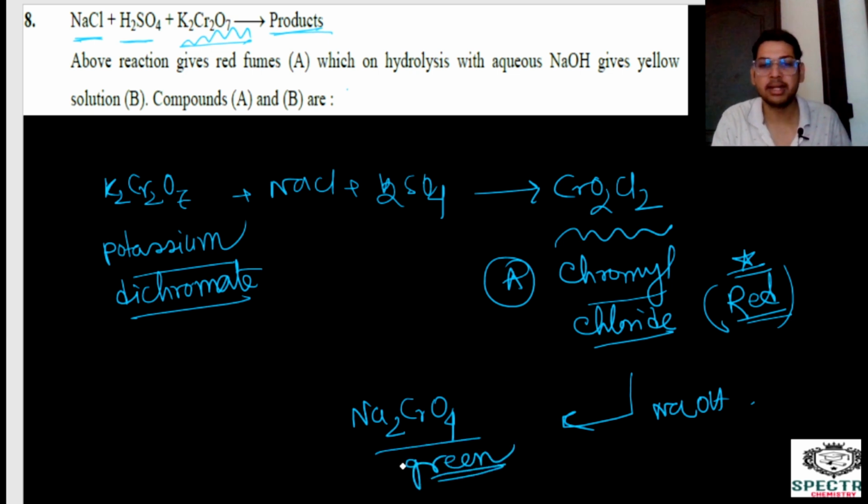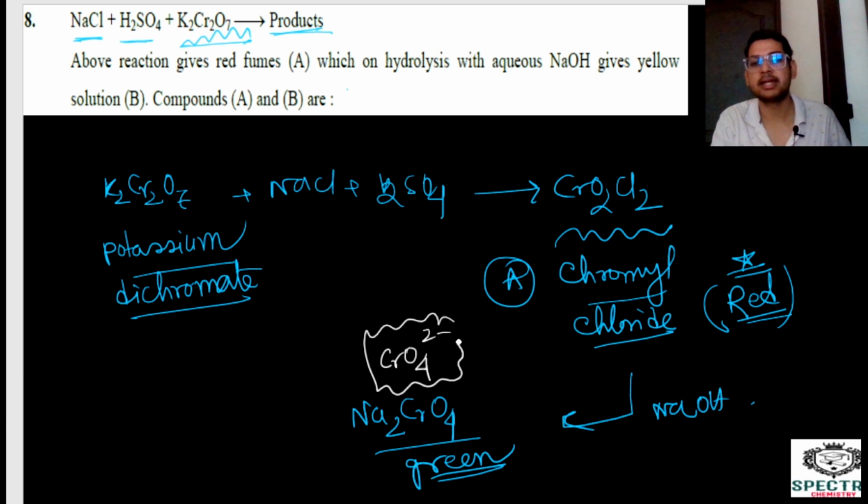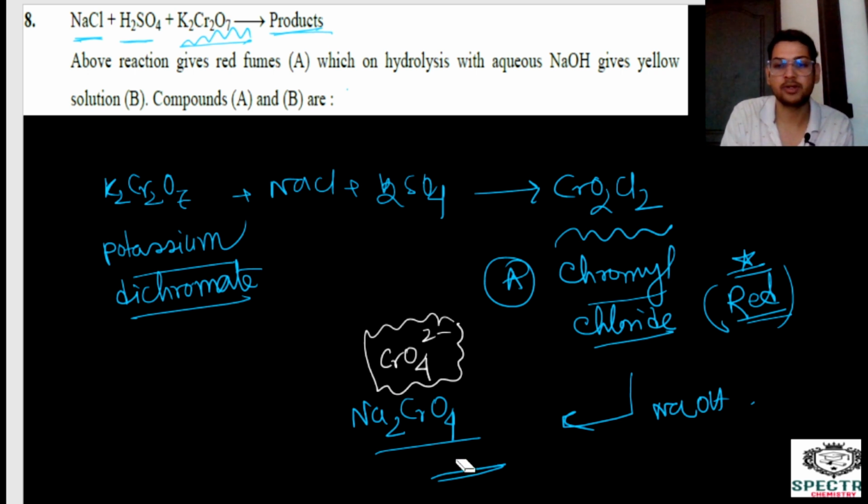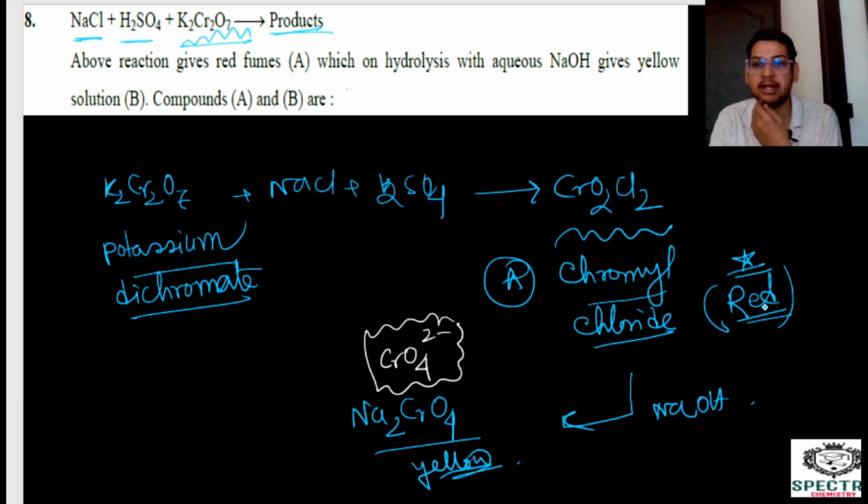Na2CrO4, that will be green in color. This is CrO4 2 minus actually. This will be green in color, not green, sorry, mistake, sorry, you will get yellow in color, it will be yellow in color. Okay, so from here this red color is chromyl chloride and Na2CrO4 is yellow color. This has to be known by you. More often than not you will get a question from here.